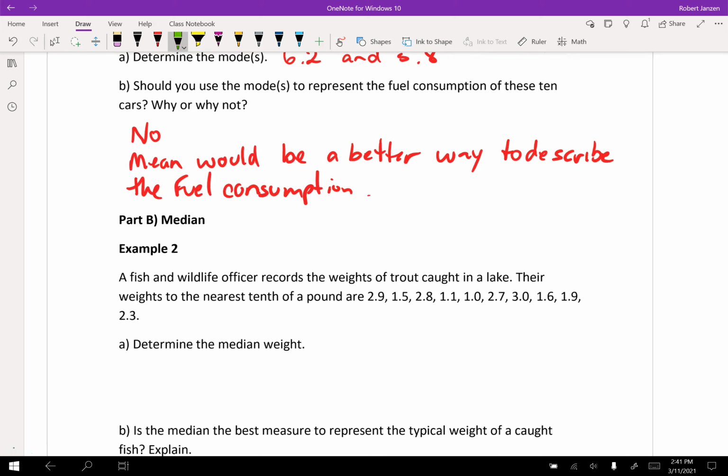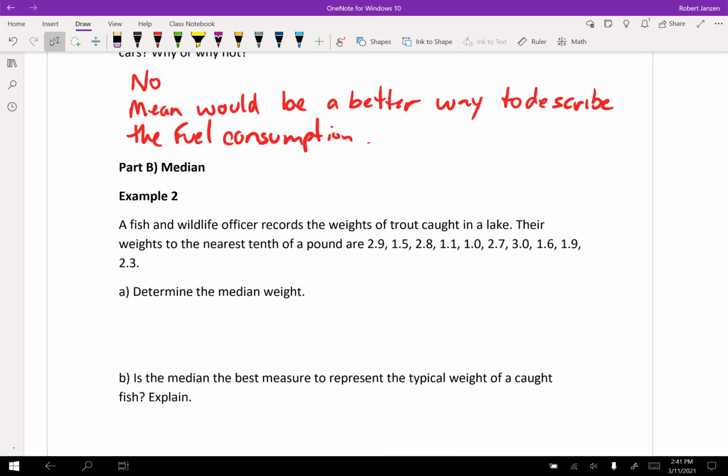Okay, let's take a look at median. So the median is the middle number. A Fish and Wildlife Officer records the weights of trout caught in a lake. Their weights to the nearest pound are listed here. Determine the median weight. Okay, for us to find the middle, we actually have to arrange them from least to greatest. So I'm going to say we need to rearrange from least to greatest. This is important.